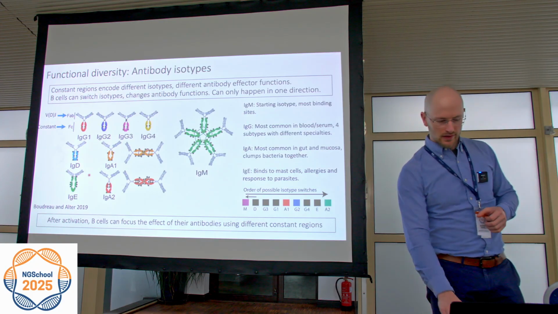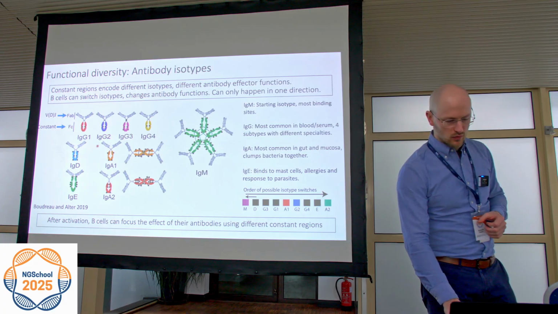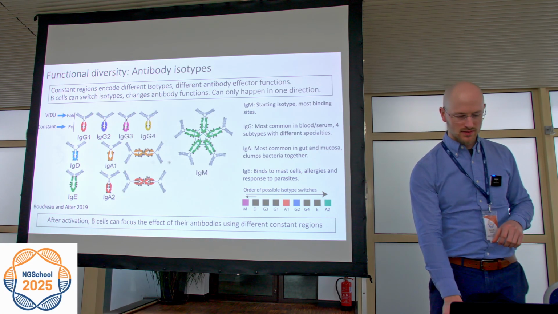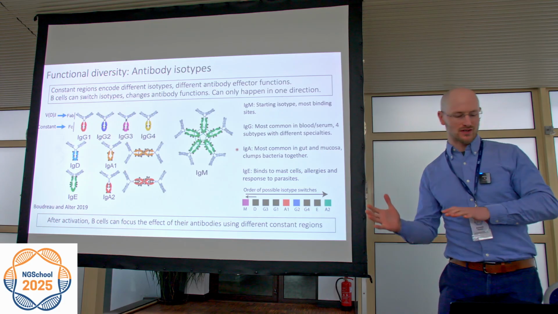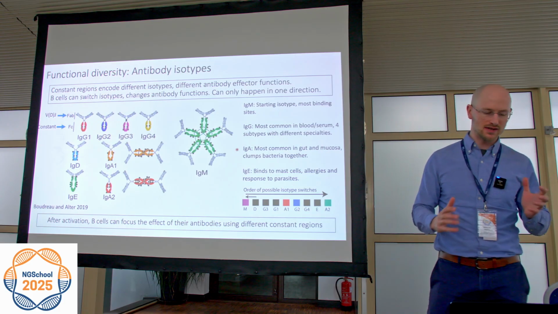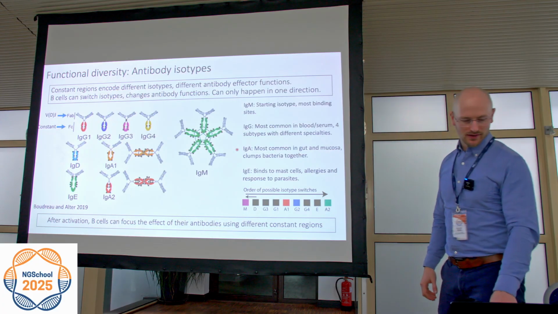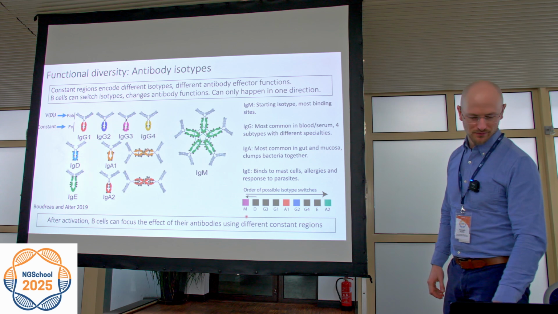And then IgD, which is weird. Kind of a mysterious antibody. So naive B cells express both IgM and IgD. It's not always clear what the IgD is doing. I'm sure there's something, though.